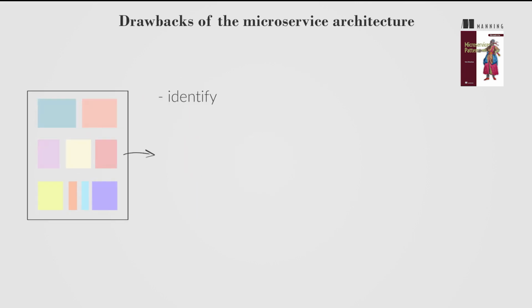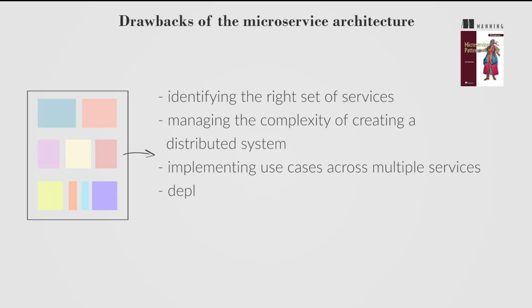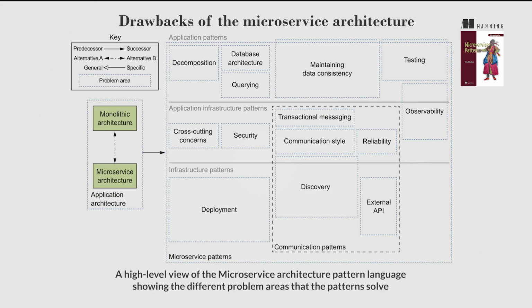Challenges include identifying the right set of services, managing the complexity of creating a distributed system, implementing use cases across multiple services, and deploying features that require careful coordination. Developers need advanced skills to effectively use microservices. To assist in decision-making, the author has developed the Microservice Architecture pattern language, referenced throughout the book. This language consists of software architecture and design patterns for microservices.